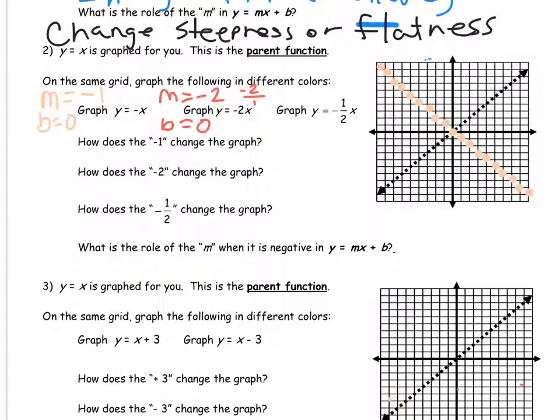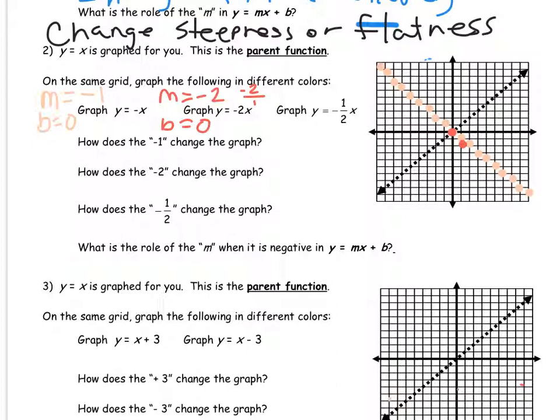Okay, so let's go ahead and graph this. I'm going to start again at the B, which is 0. So I'm going to put my dot at the 0 again. This time, -2 over 1 is the slope that I'm graphing. So negative means I go down first. So I'm going to go down 2, over to the right 1, and put a dot.